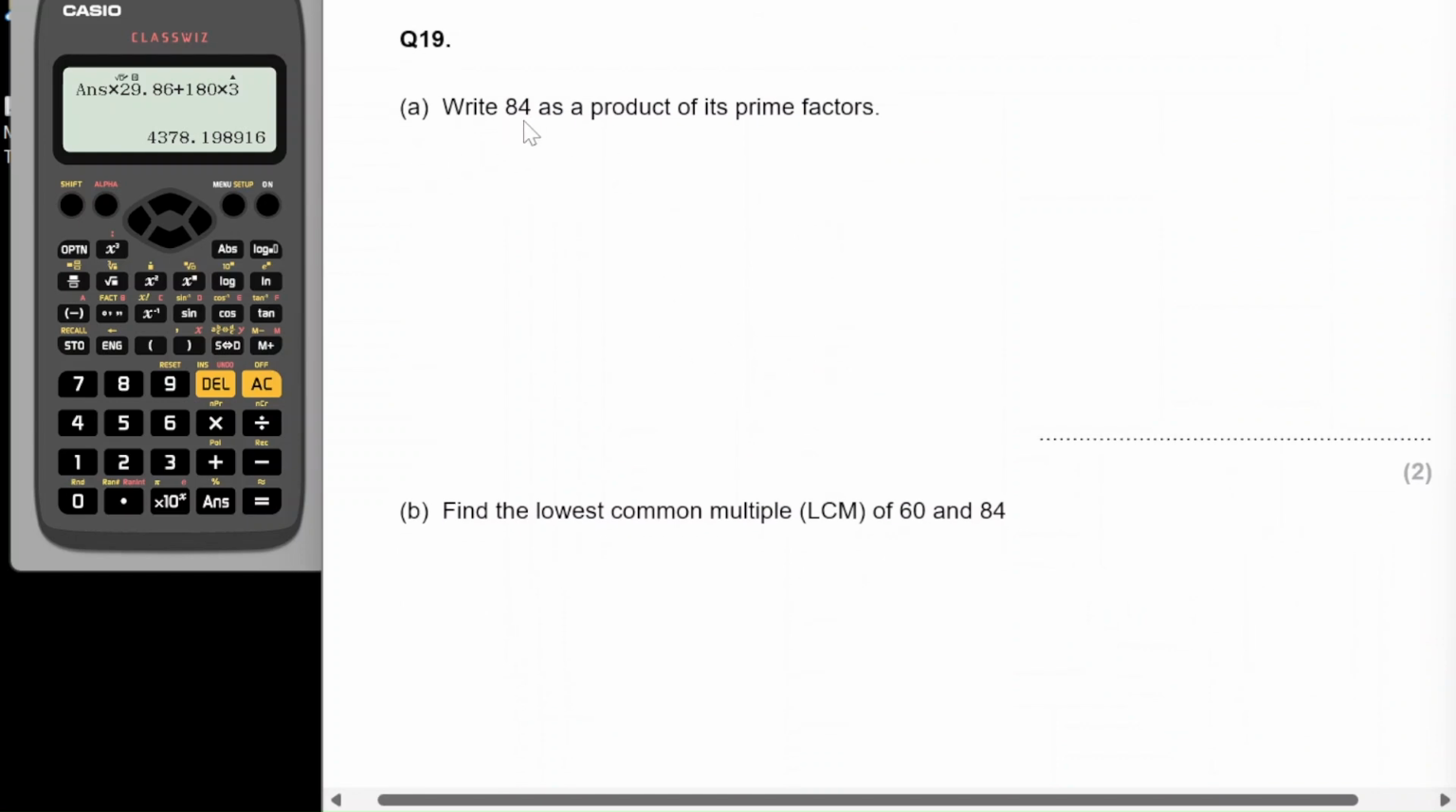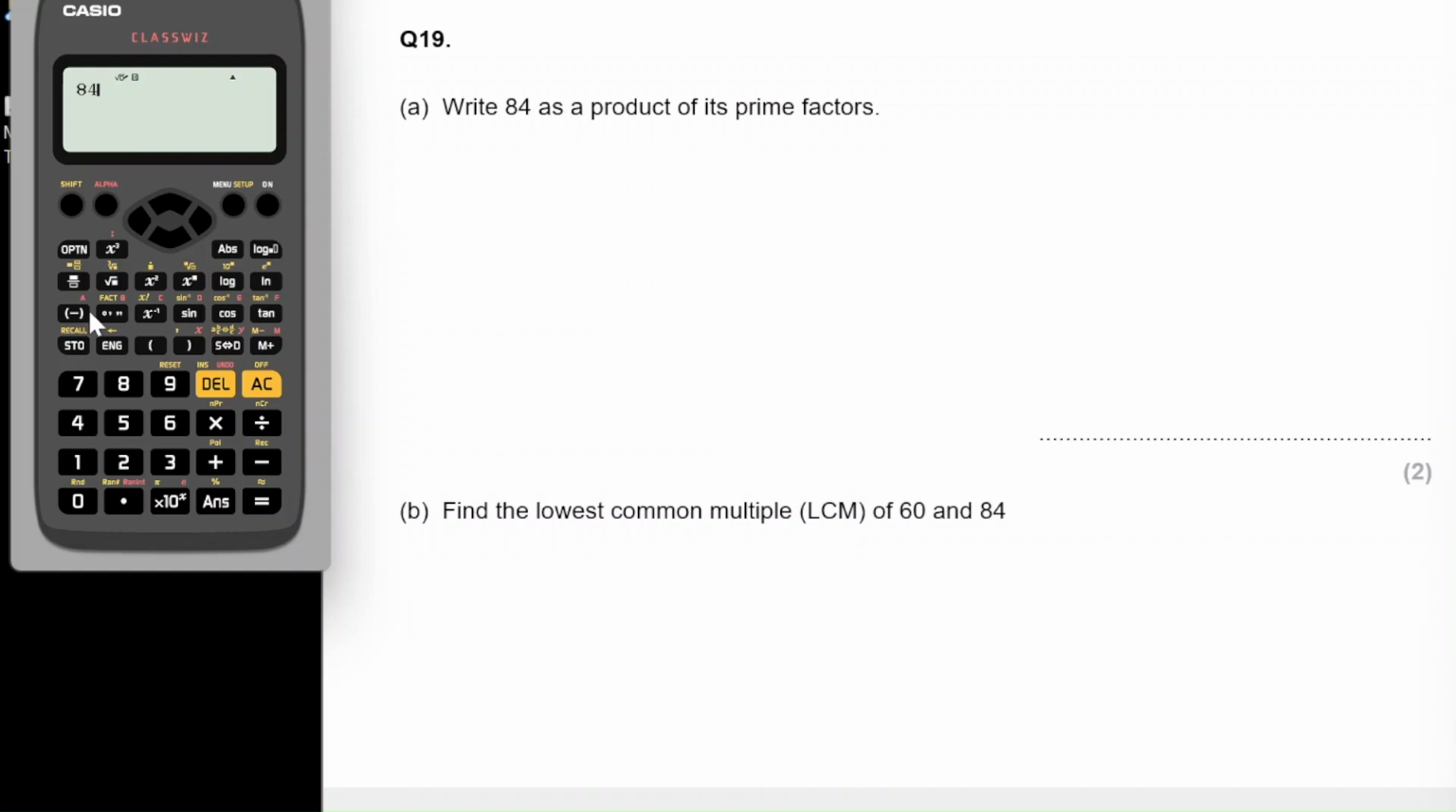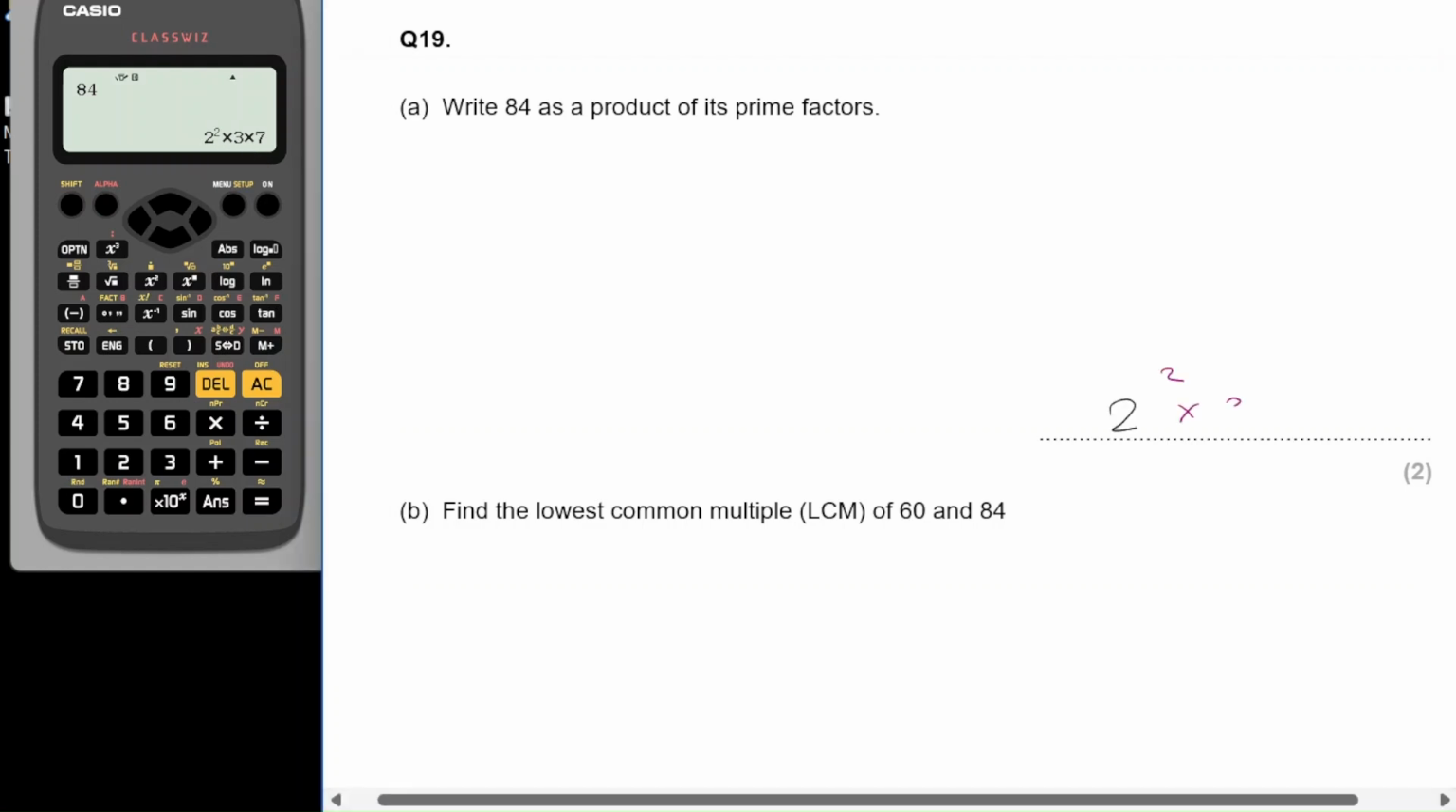Write down 84 as a product of its prime factors. So actually on a calculator, this is a neat hack. I wouldn't necessarily recommend it if you're not confident with it or remember it well. If I put 84 into my calculator's answer, what I can then do is press Shift and then Fact, and it will automatically give it as prime factors. So that's going to be 2 squared times 3 times 7.